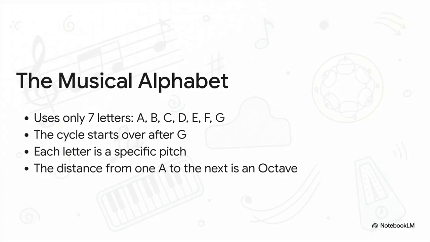Okay, first things first, the musical alphabet is probably the easiest alphabet you will ever learn. It's just 7 letters: A, B, C, D, E, F, and G. That's it. Once you get to G, the whole thing just starts over again on a higher sounding A. Each letter represents a totally unique sound, which we call a pitch. And that distance from one A to the very next A, that's called an octave.